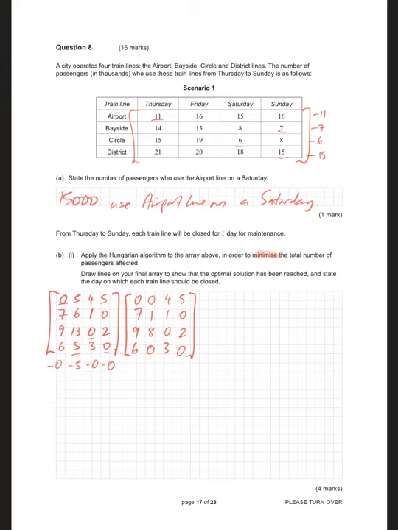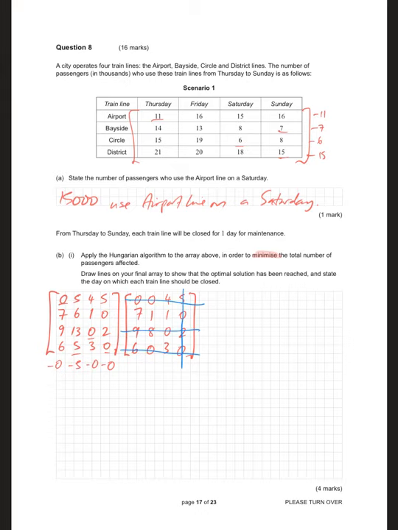Cover the zeros with lines. The most I can hit is 2. The most I can hit is 2. Most I can hit is 2. Most I can hit is 1.